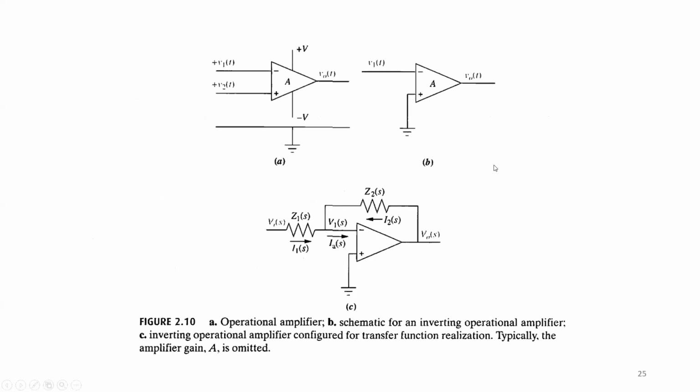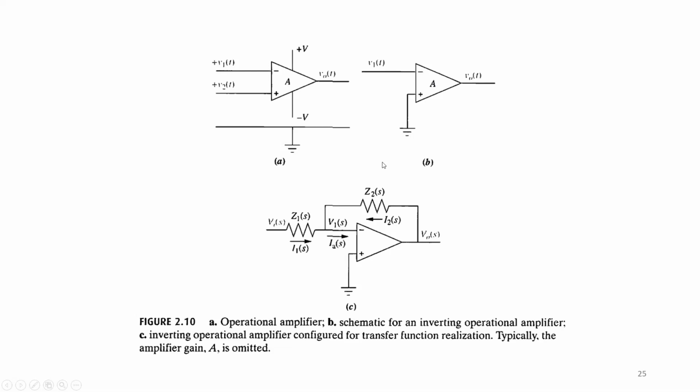Okay. So that is the operational amplifier. That is the schematic for an inverting operational amplifier. You see, this is the inverting operational amplifier, and that is the inverting configuration for the transfer function realization, where the amplifier gain is omitted.